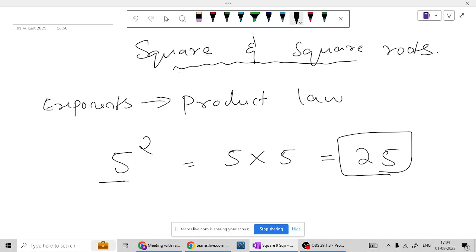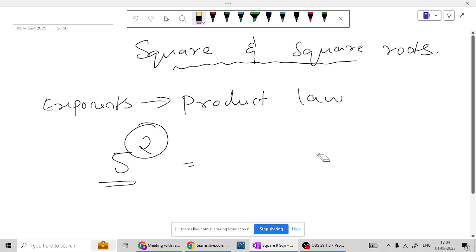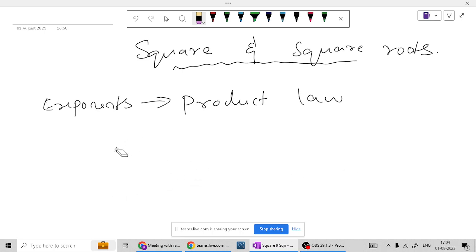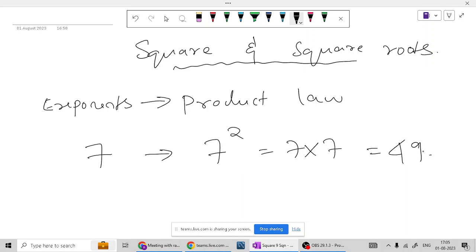So any base to the power of 2. What should the power be? 2, sir. Okay, what's the square of 7? 49. Yes, the square of 7 is 7 into 7, which is 49. Okay, this is square. Next, square roots.